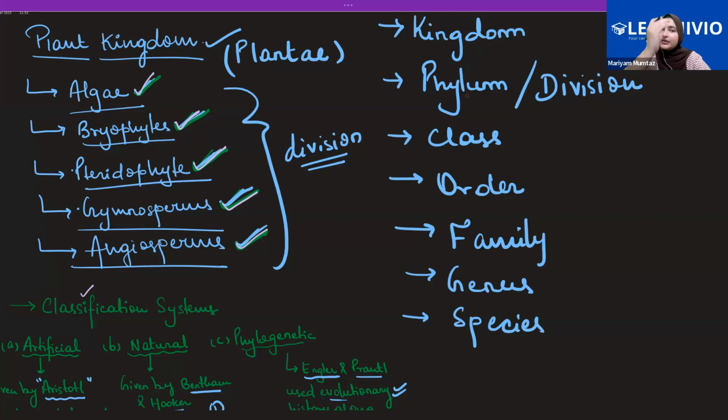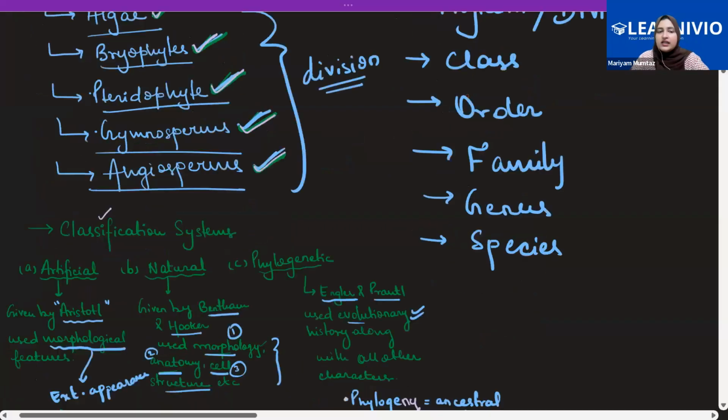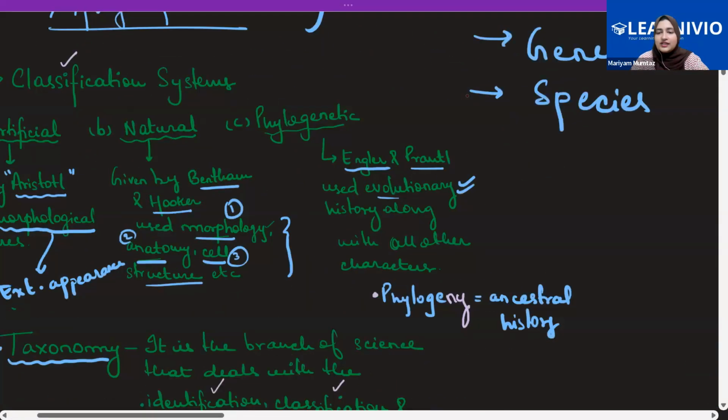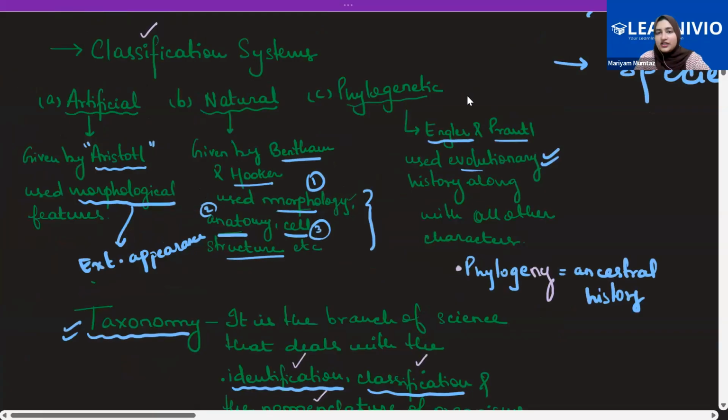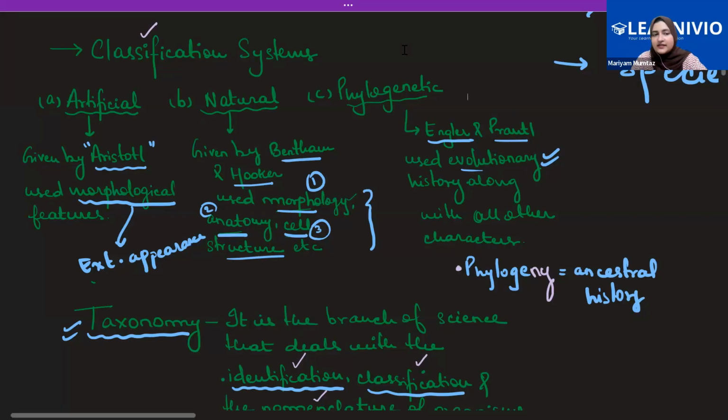We are going to study each of these divisions. Now, before this, we had also seen this particular classification system in the biological classification chapter. Here we saw the artificial system of classification, wherein only morphological features were used, and it was given by Aristotle.